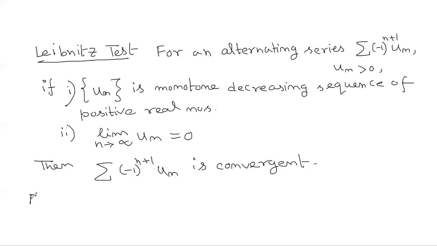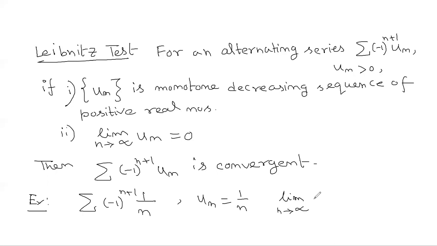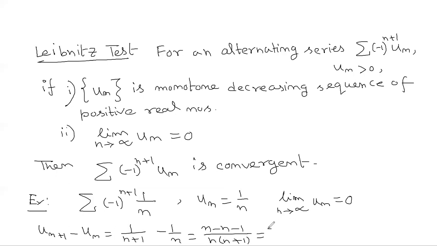If these two criteria are true simultaneously, then you say this alternating series is convergent. So let us take an example. Just now we took this example, so let us consider this: (-1)^(n+1)/n. So here you can see un is equal to 1/n. So what is limit n tending to infinity un? It is 0. The second criterion is true. And secondly, what is u(n+1) minus un, you see? It is 1/(n+1) minus 1/n. So that is equal to (n minus (n+1)) over n(n+1), so you are getting minus 1 by n into (n+1), which is always less than 0.